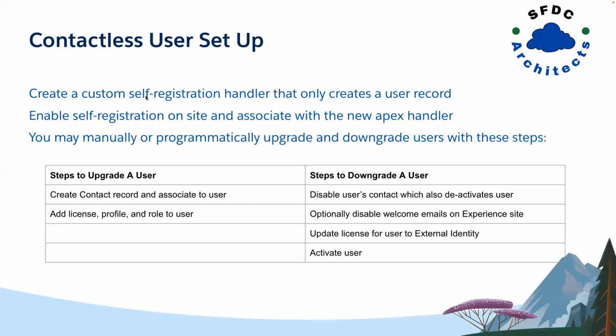Both. So Contactless user will work both on the Experience site and on your external application, because you can use Experience Cloud as your identity provider for your external application and never use the rest of communities or Experience site, or you can use the whole thing on there.